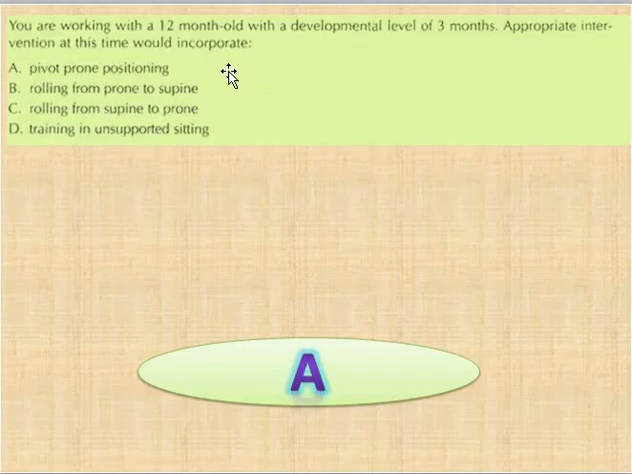Okay, you are working with a 12-month-old with a developmental level of 3 months. Okay, appropriate intervention at this stage would incorporate option A, pivot prone positioning, B, rolling from prone to supine position, C, rolling from supine to prone position, D, training on supported sitting, and the correct option is pivot prone position.